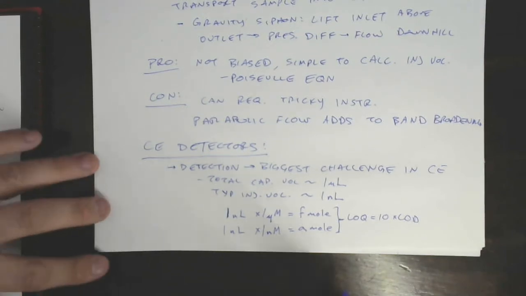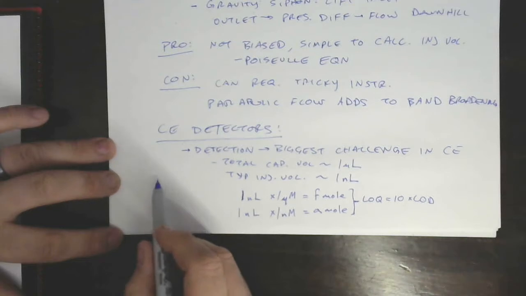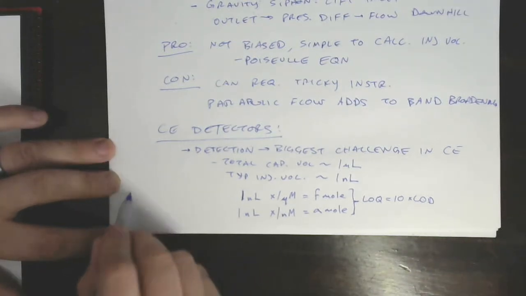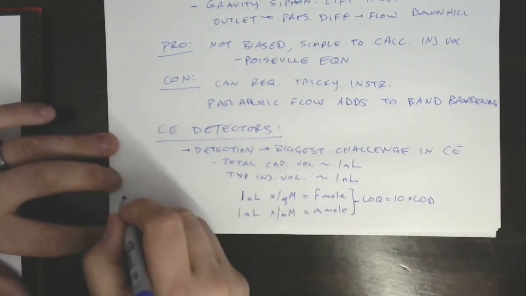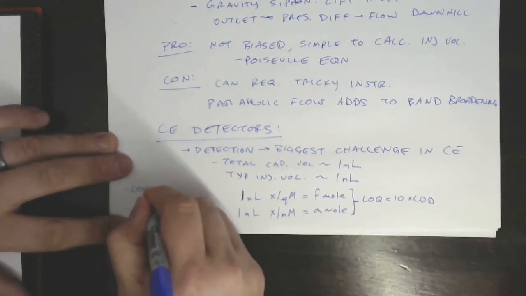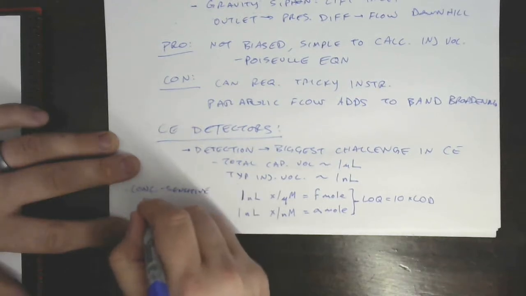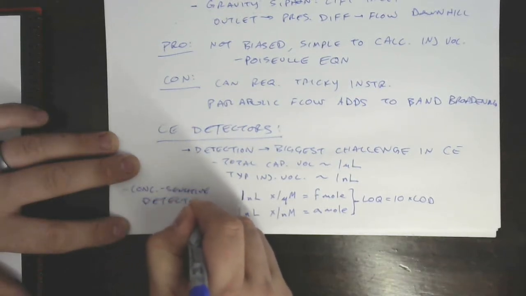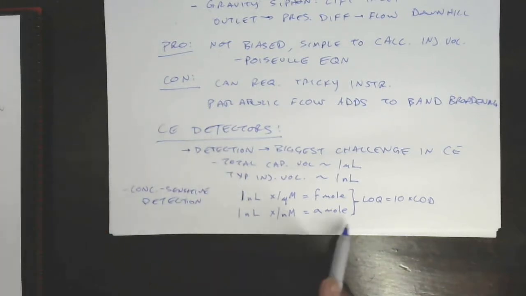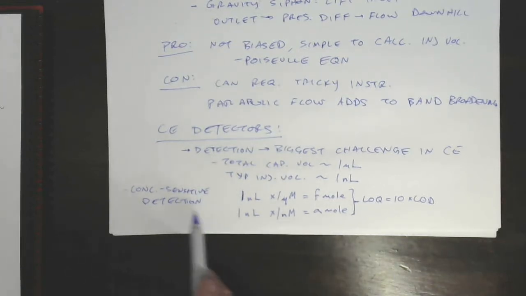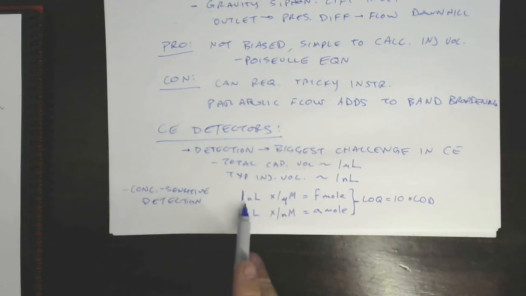I'm just going to add this as a note on this page so we don't have to start a new page. For this reason, because we're working with such small numbers of molecules, we generally rely on concentration-sensitive detection. Concentration-sensitive detection is our go-to tool for getting at really low amounts. That's because if we can couple that method to the really small volumes we're talking about, then these concentrations are not necessarily all that challenging.